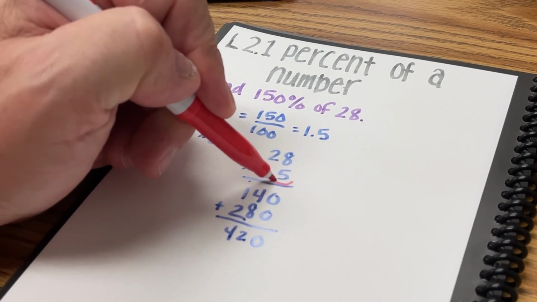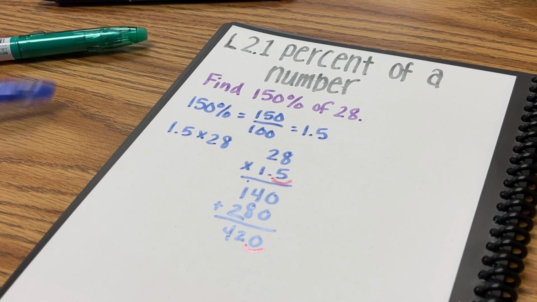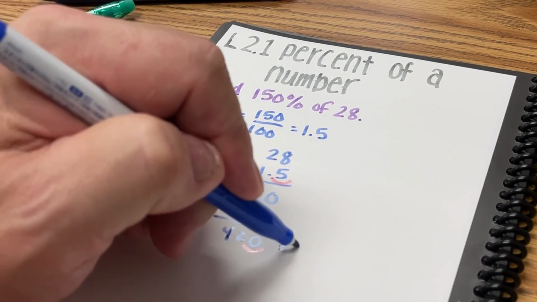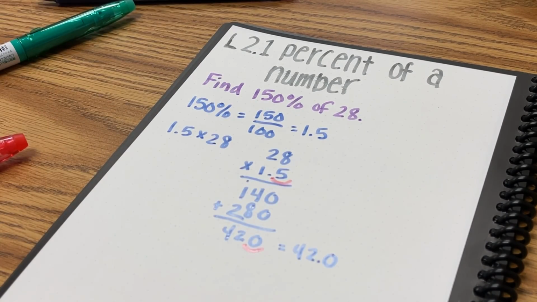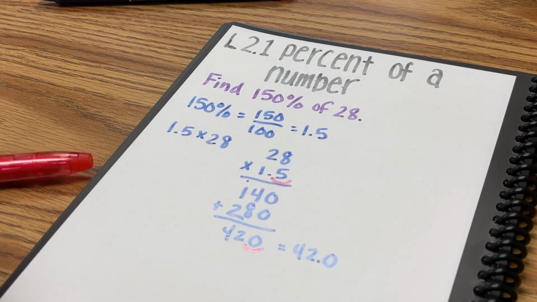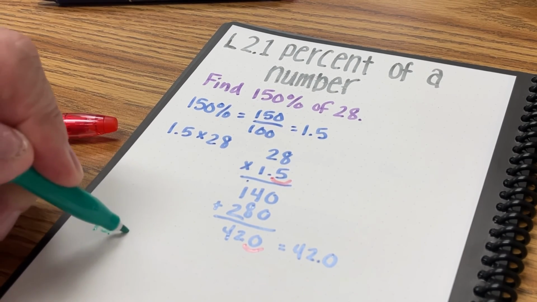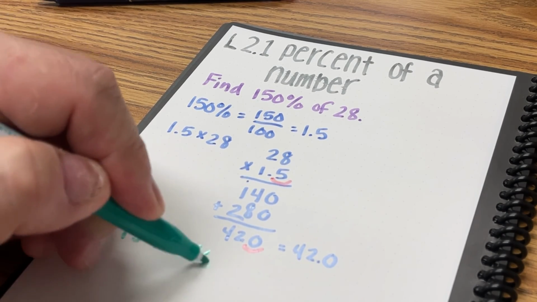So one of the factors in my problem had one place value to the right of the decimal place, so I need to make sure that in my answer there is one place value also to the right of the decimal place. So 42 is 150% of 28.